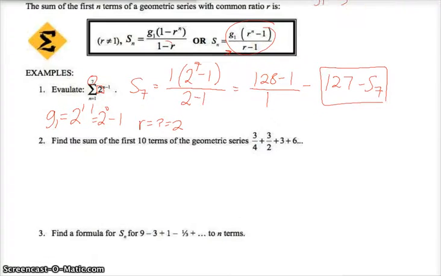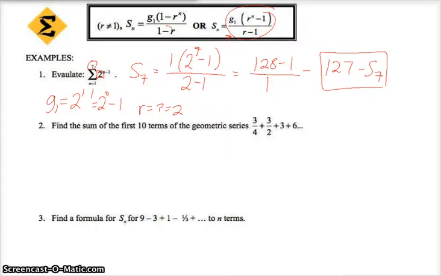Now how about the second example? Example number 2. Find the sum of the first 10 terms of the geometric series 3/4 plus 3/2 plus 3 plus 6. So the first 10 terms, what does 10 represent? That represents the number of terms. We have to find G sub 1, which is 3/4. And then we have to find the common ratio. How would you find the common ratio?